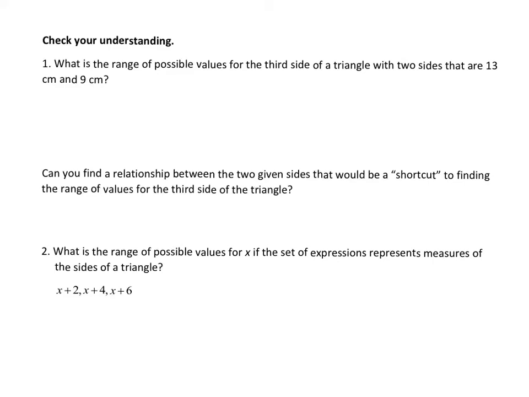So this first example here is just a repeat of the problem we did at the end of the first part of our notes. It says, number 1, what is the range of possible values for the third side of a triangle with two sides that are 13 centimeters and 9 centimeters? If we start out and just sketch ourselves a triangle, and then we'll say that one side is 9 centimeters, another side is 13 centimeters, and we're just trying to find what could that third side be equal to in order to actually form a triangle.